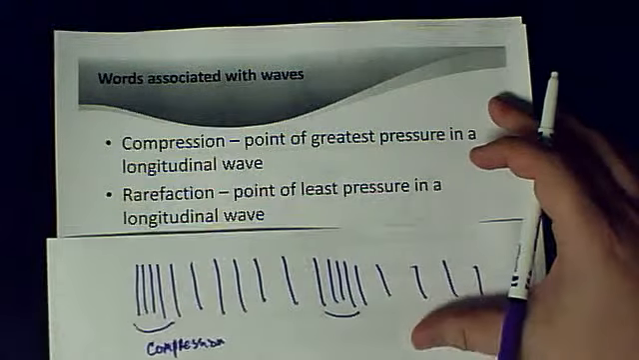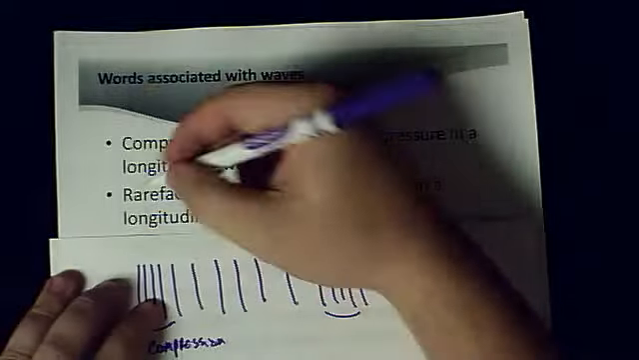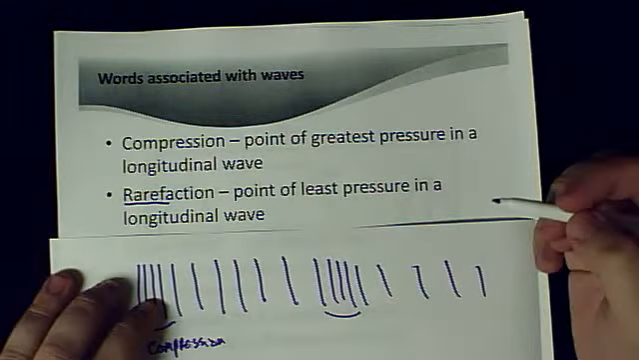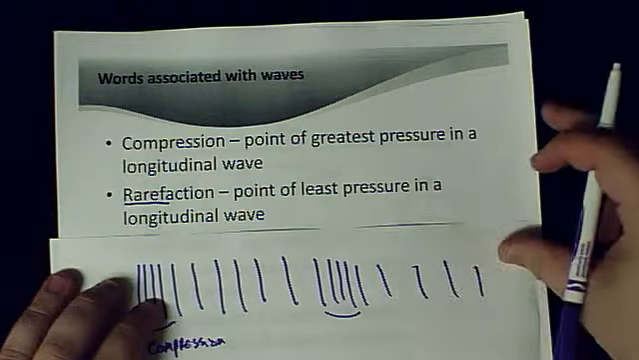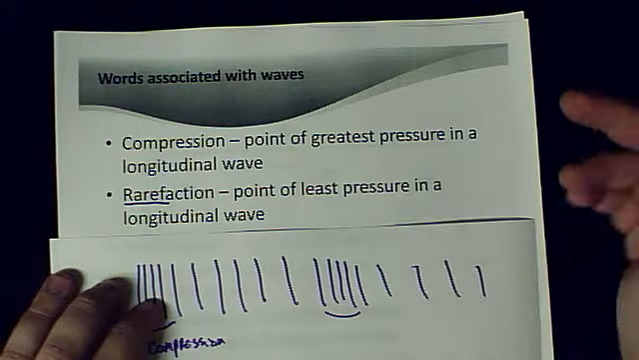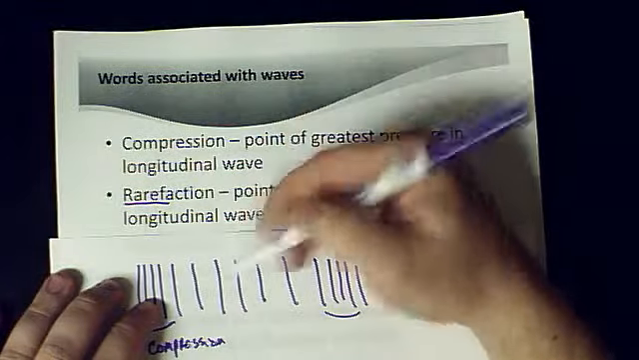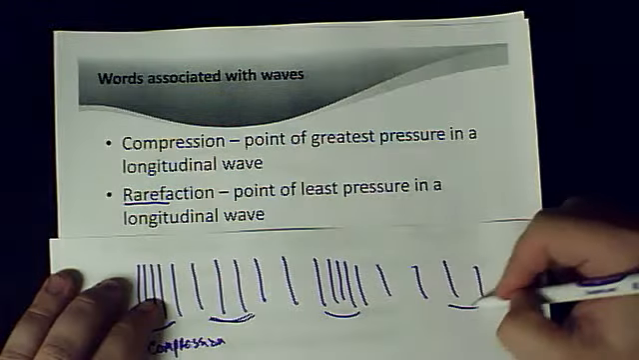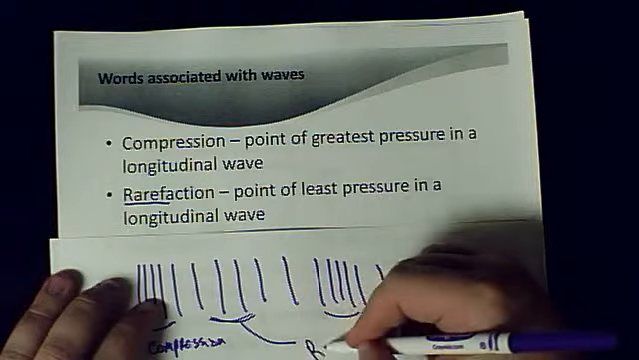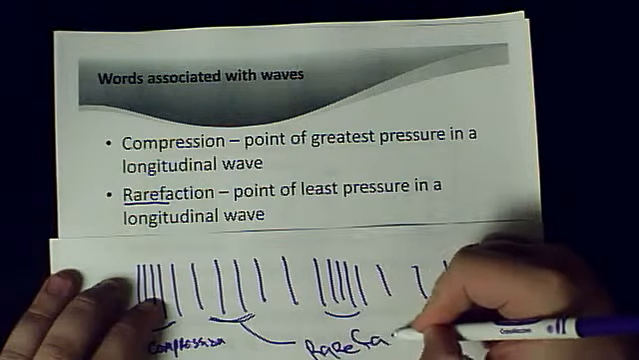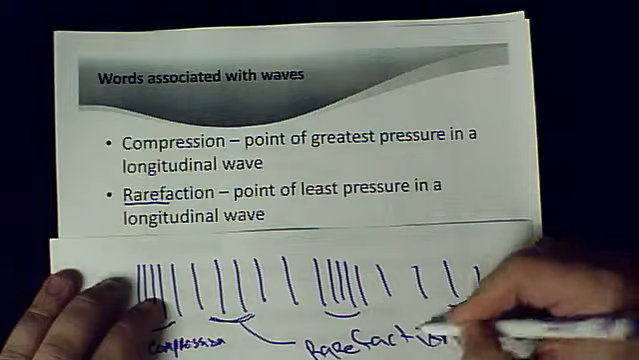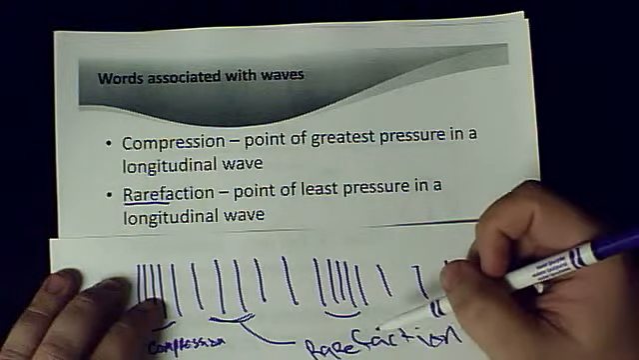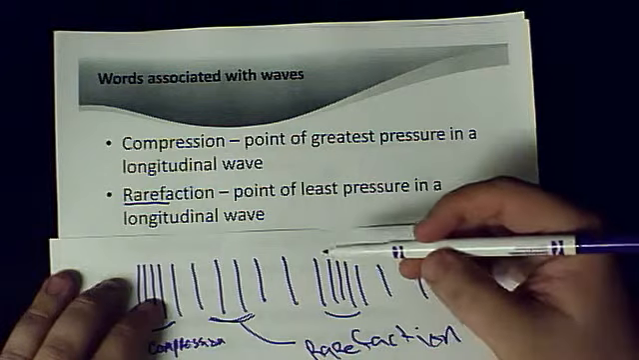Okay? A rarefaction comes from this word rarefied. Some of you may have heard the term rarefied air. Rarefied simply means very thin or spread out. So a rarefaction is the location where they're the most spread out. So this would be your rarefaction.